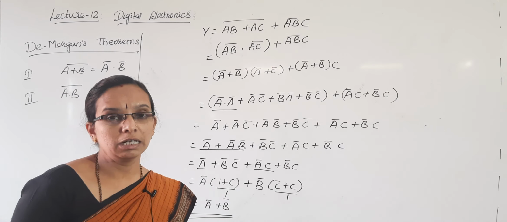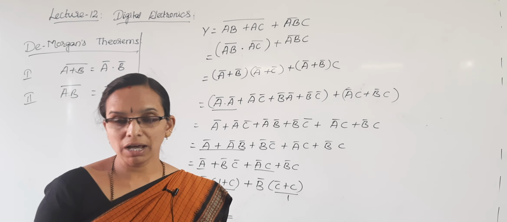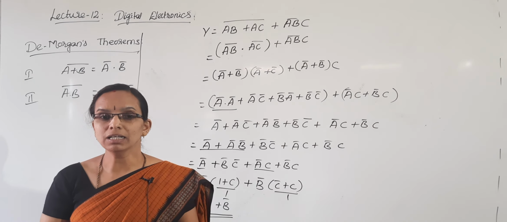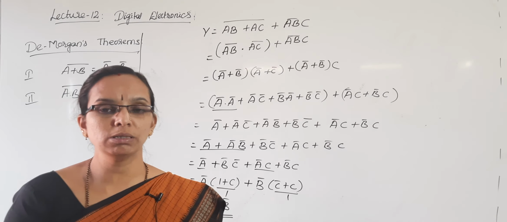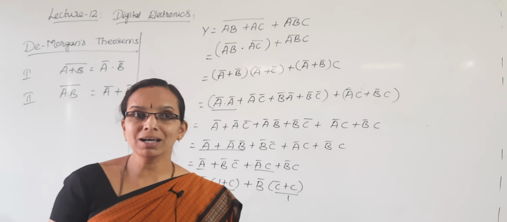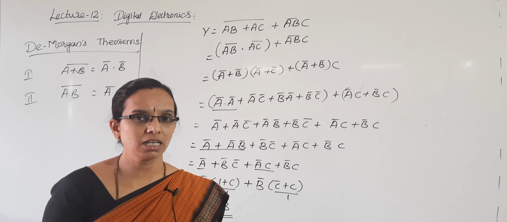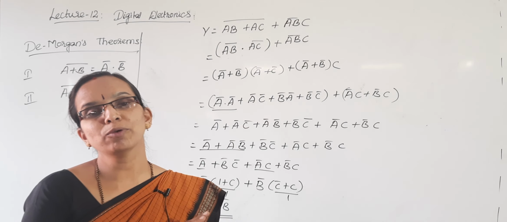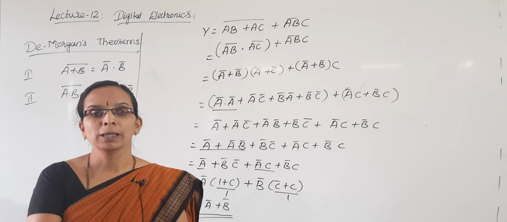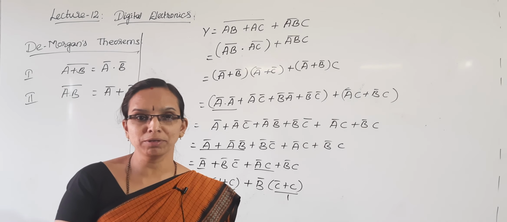That's all of De Morgan's theorem simplification. We have done around 12 simplification problems, more than enough. You will be asked very easy simplifications in the examination. If you solve 10 or 12 problems, that is more than enough. You will be knowing the method how to simplify it.